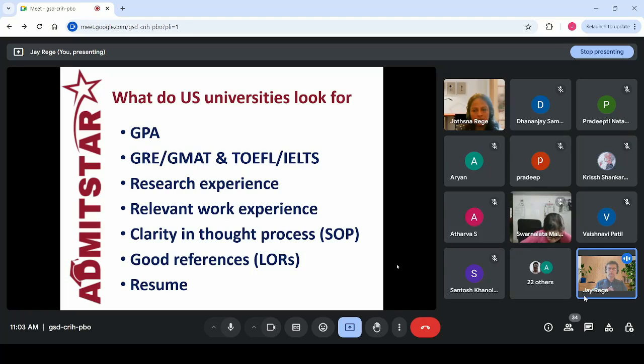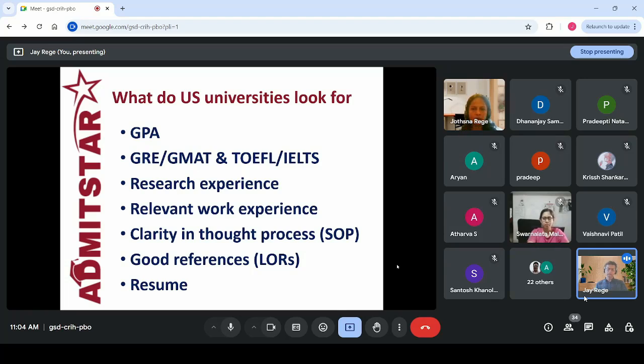The first round of screening generally happens on the basis of GPAs and GRE scores. Now, what has happened over the past few years is that many universities, as you might know, have made the GRE either optional or have completely removed the requirement of the GRE. In that case, the GPA becomes even more important.